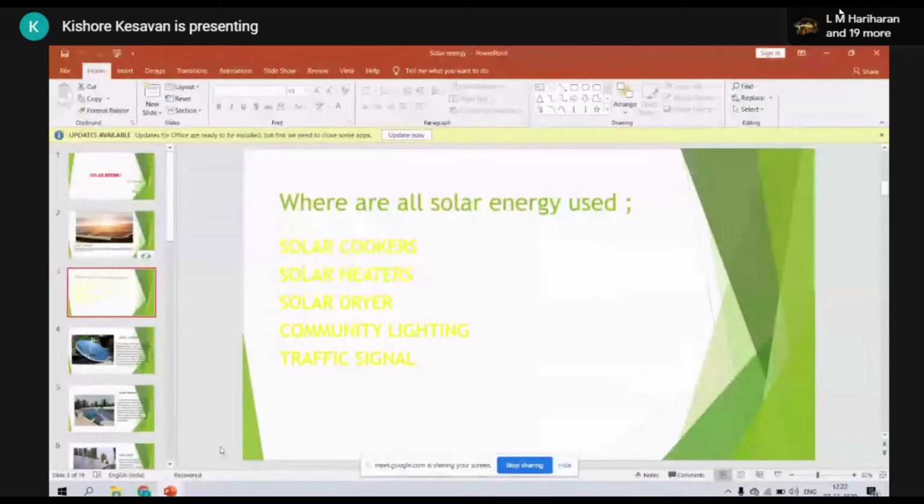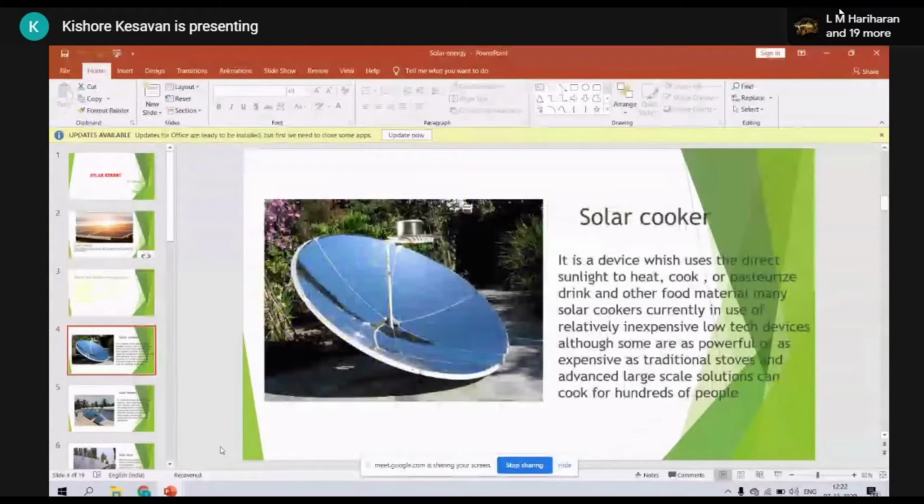Solar cooker. It is a device which uses direct sunlight to heat, cook, or pasteurize drink and other food material. Many solar cookers currently in use are relatively inexpensive, low-tech devices, although some are as powerful or as expensive as traditional stoves. And advanced large-scale solutions can cook for hundreds of people.